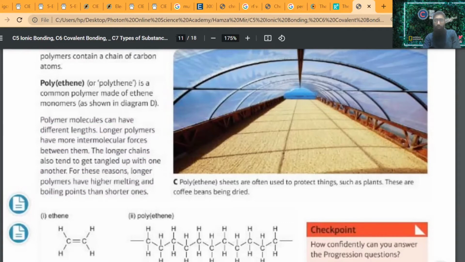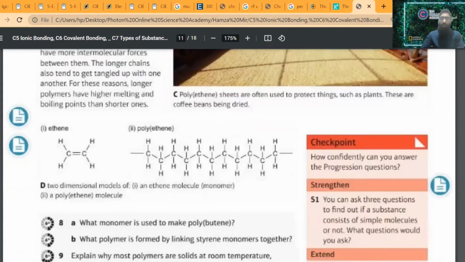Very important points. A question will be asked from these lines: why do longer polymers have high melting and boiling points, and why do shorter polymer chains have low melting and boiling points? The reason is that longer chains have a high force of attraction. So longer chains have higher melting and boiling points as compared to shorter chains.